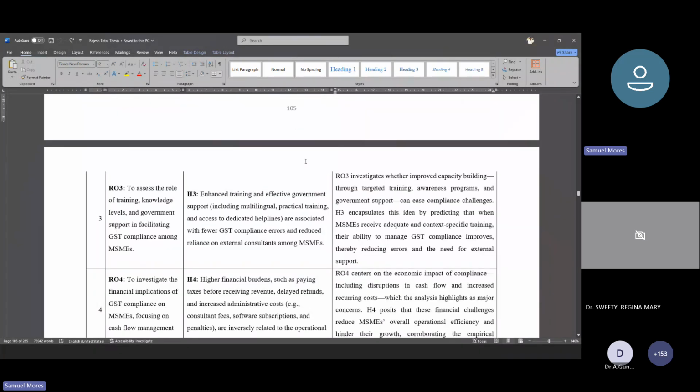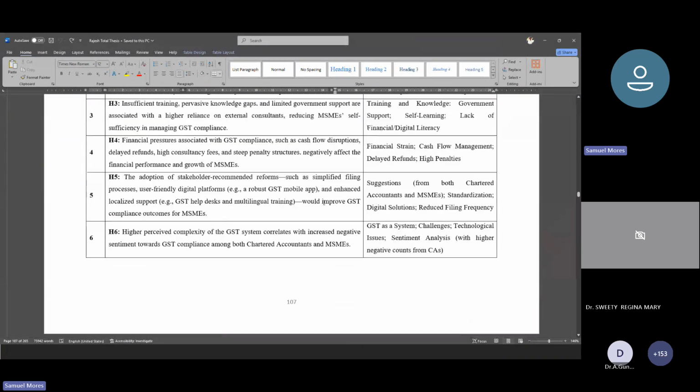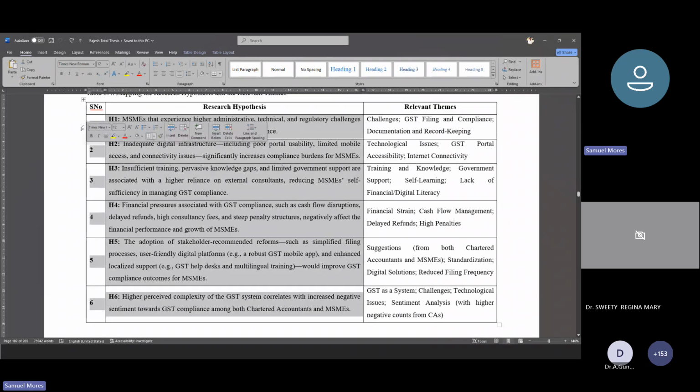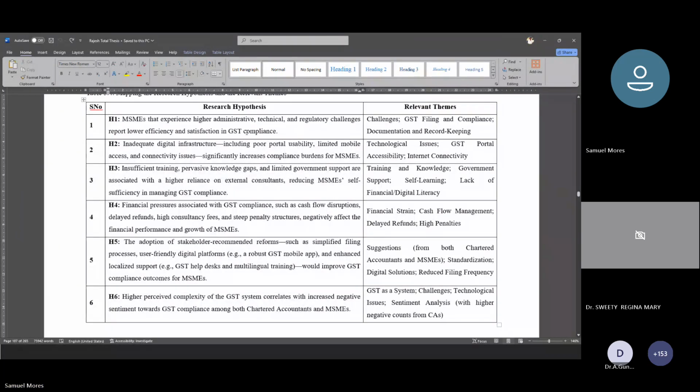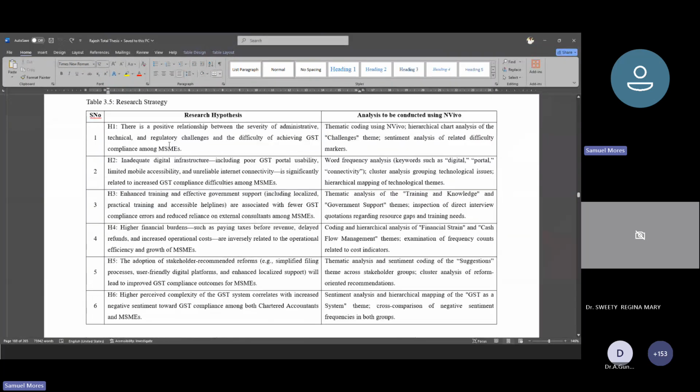Let me show an example. In this study, I have 6 hypotheses, right? These are the 6 hypotheses I have. The first hypothesis is about there is a positive relationship between severity of administrative, technical, and regulatory challenges and the difficulty of achieving GST compliance among MSMEs. This hypothesis is tested using thematic coding using NVivo. This hypothesis is tested using hierarchical chart analysis of challenges theme. This hypothesis is tested using segment analysis.